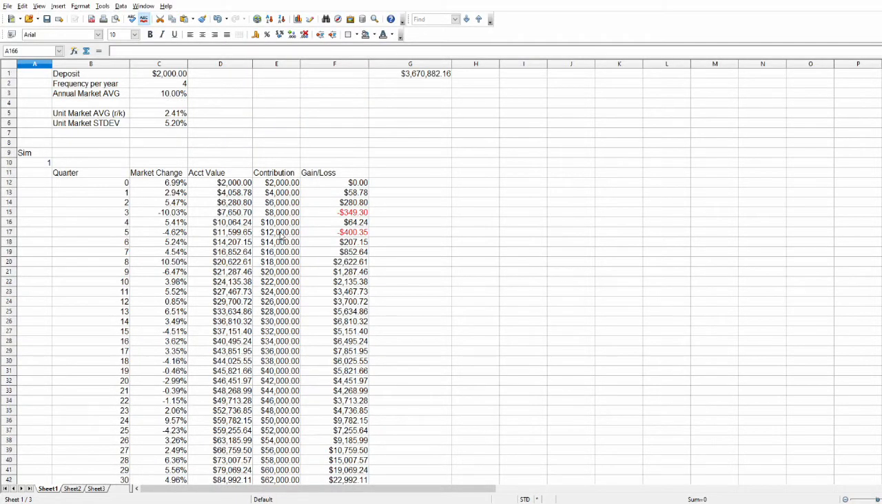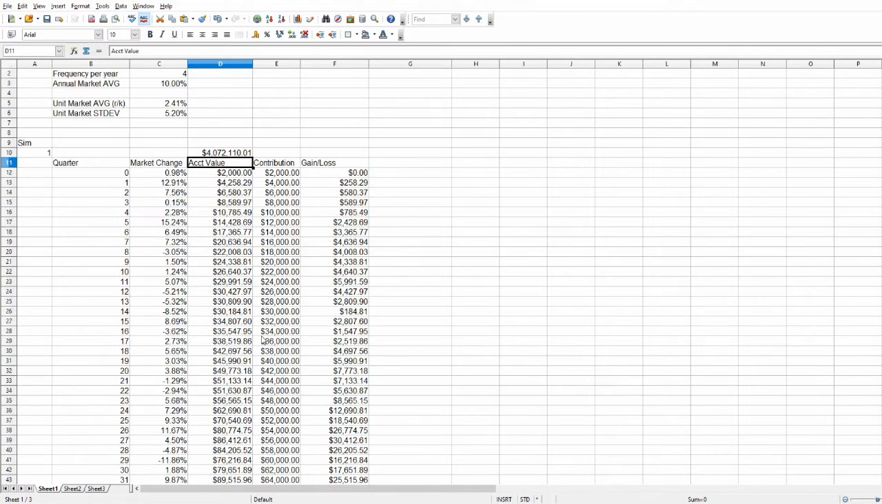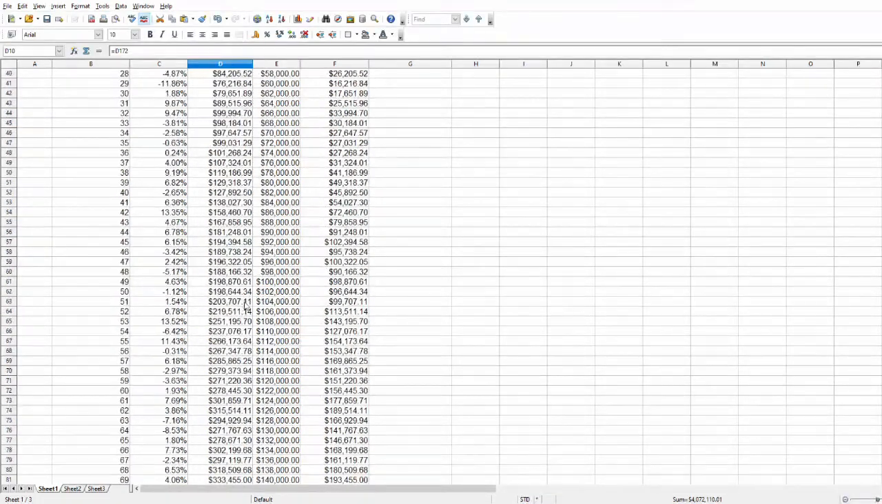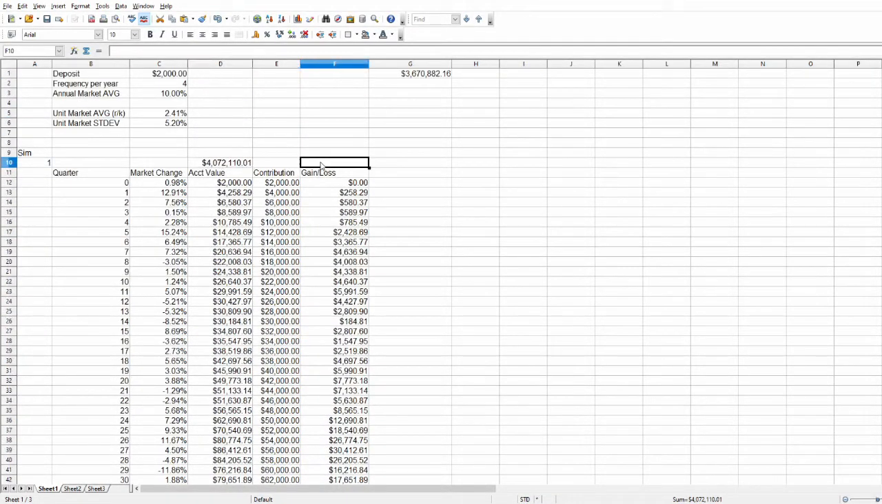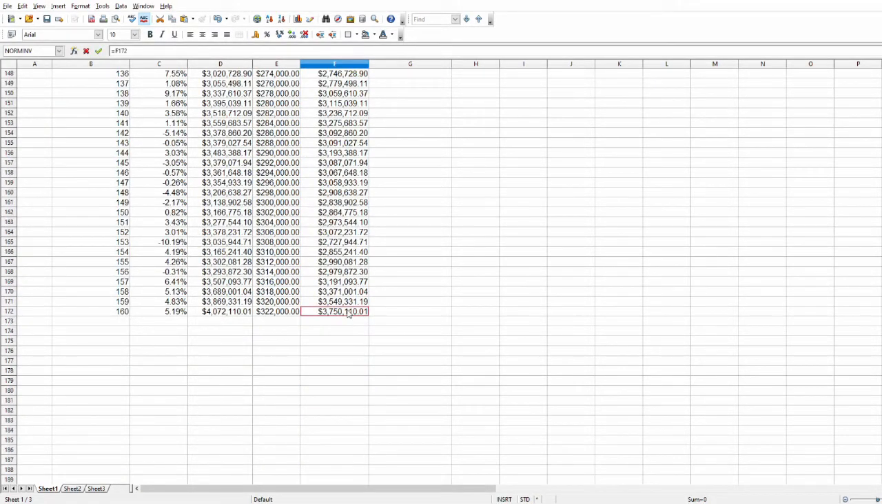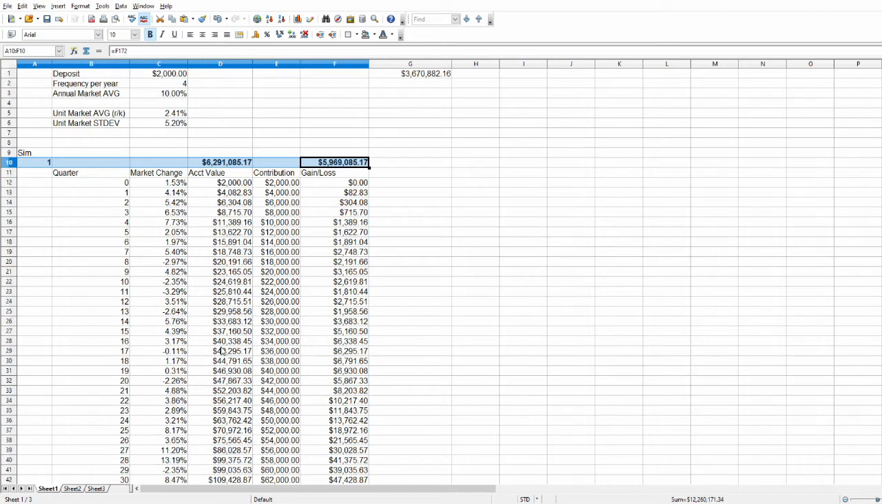Now this is where Excel and OpenOffice really diverge in terms of their usefulness. I'm going to say equals. I'm going to scroll all the way down here, and I'm going to click on this cell, the 6.1 million. It's probably a different number for you if you're following along, but it's just what is my account value after 160 quarters? And I'm going to hit enter. It just basically saves me the hassle of having to scroll all the way down here. Oh, 4.072. Well, it's $4.072 million up here. And I also want to know what my gains and losses are at the very end. So I'm going to scroll all the way down here, click on that, hit enter. And I might even put these in boldface type, like so.